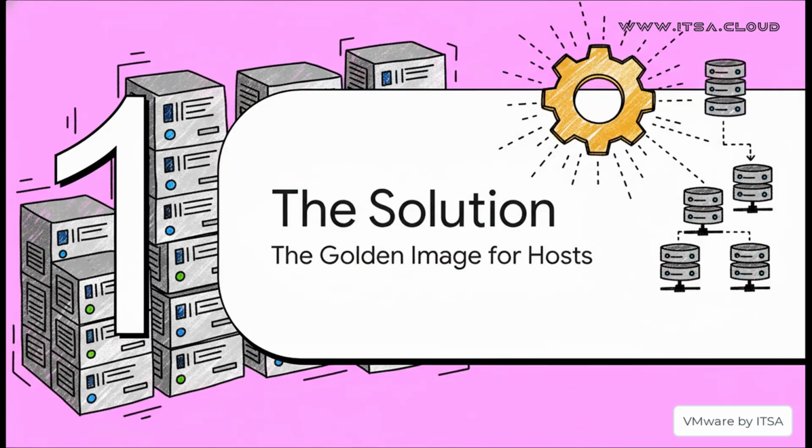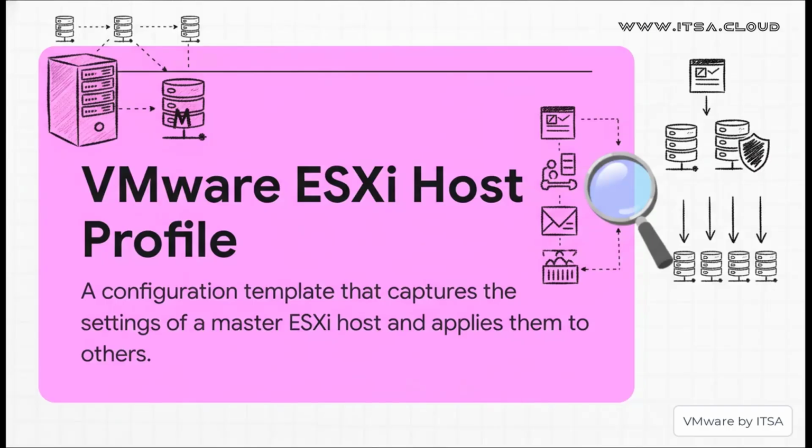So, if the problem is that every server has gone rogue and become a unique snowflake, what's the solution? Simple. You need a master blueprint. You need something that forces them all to be identical from the get-go. We need a golden image, but not for the operating system, for the entire host configuration itself. This is how you finally take back control. And that blueprint? That's a VMware ESXi host profile.